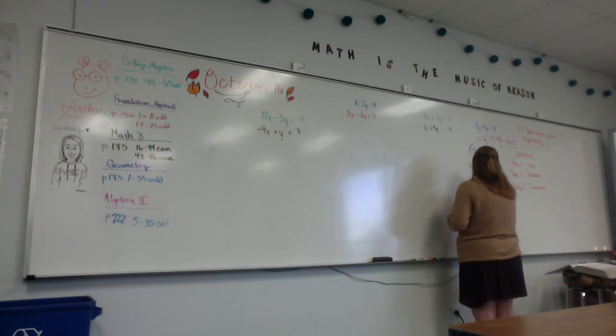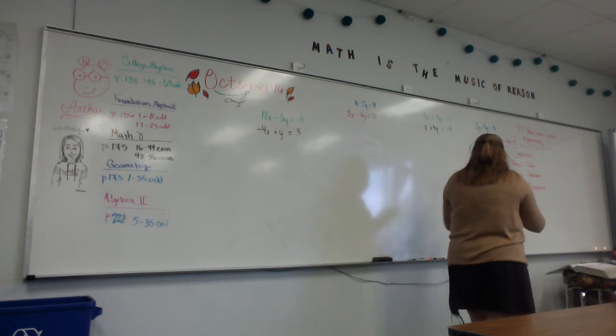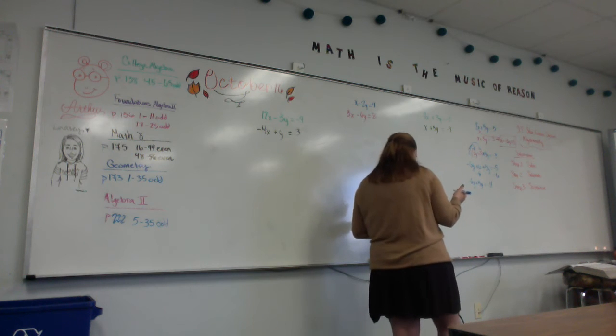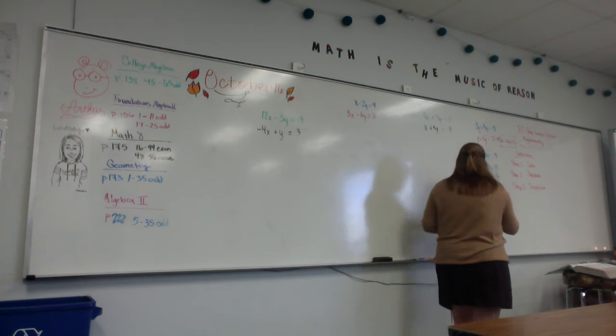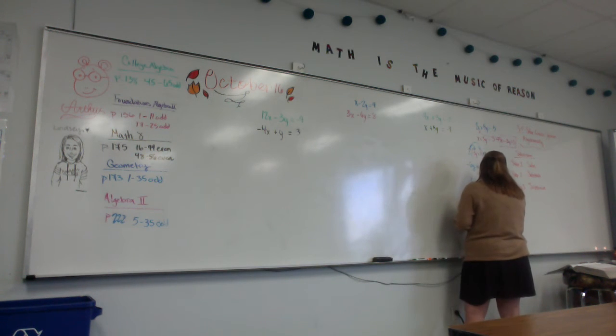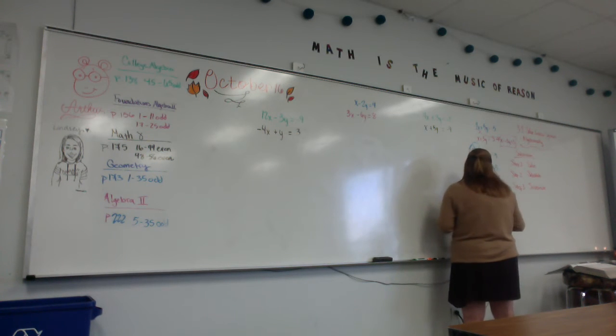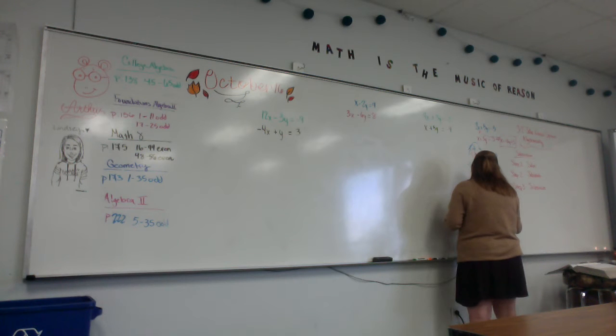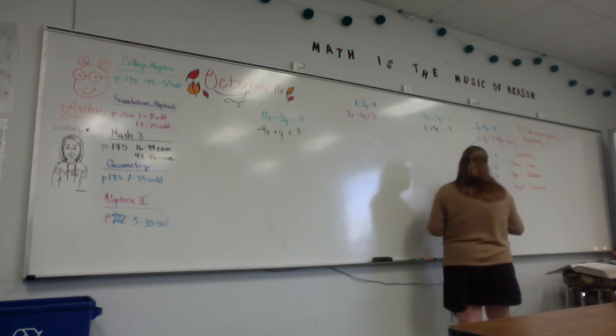Now what do I need to do? What is negative 6y and positive 5y? So negative y equals negative 11, and I divide by negative 1, and you get y equals 9. That's my answer for y.